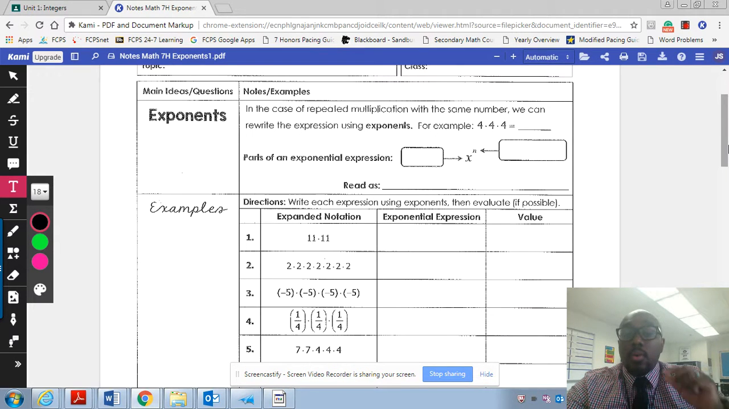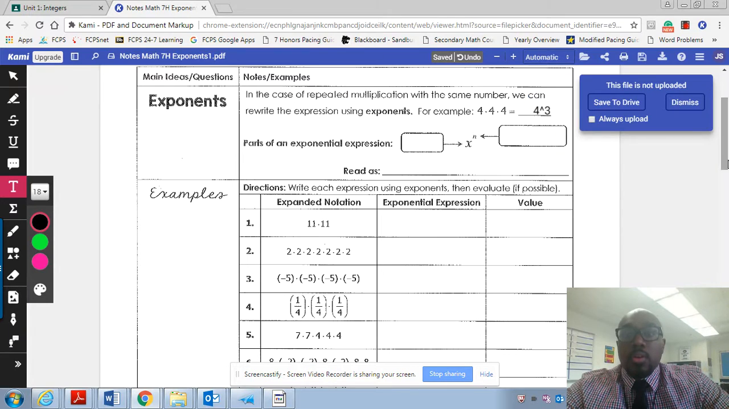Okay, so now what we have are the exponents. Now we can write exponents in a number of ways. But in the case of repeated multiplication with the same number, we can rewrite the expression using exponents. So for example, 4 times 4 times 4 should simply be 4 to the third power.